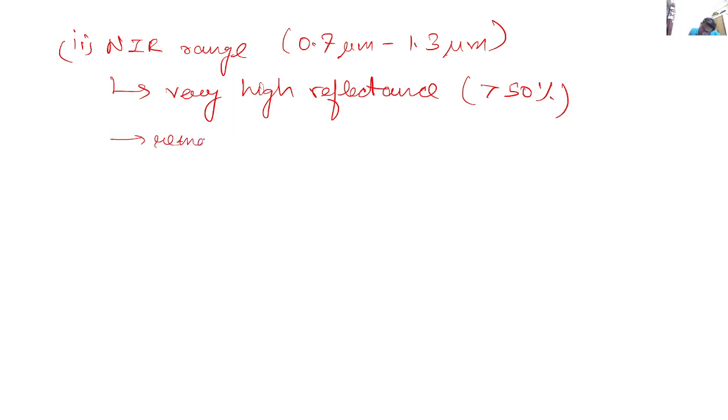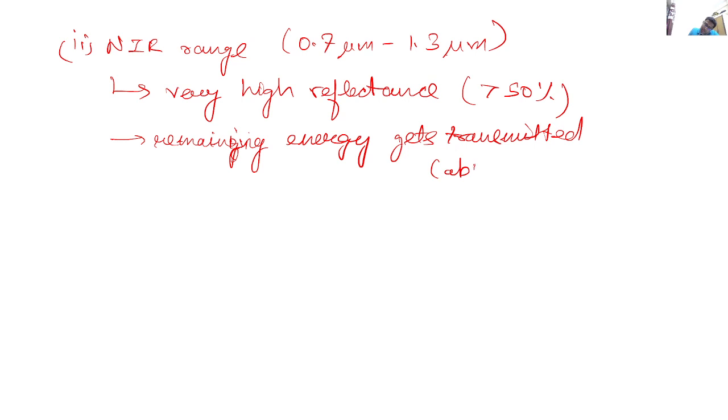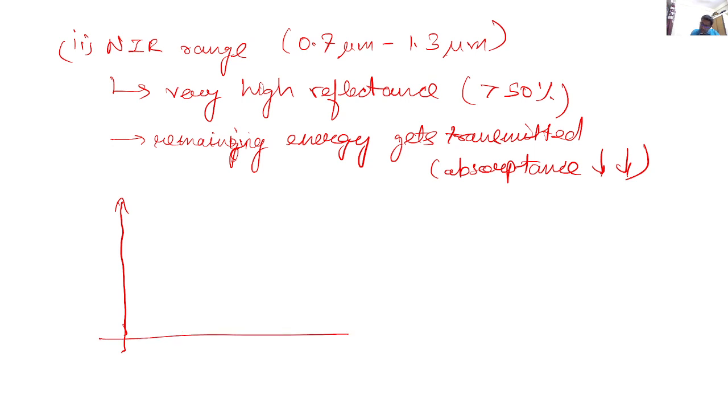And the remaining energy, that is incident energy minus the reflected energy, usually gets transmitted. Absorptance is very low in this near infrared range, by the way. So how do we get whether a vegetation is stressed or not, healthy or not? That we usually do by understanding the spectral reflectance features in the near infrared zone.